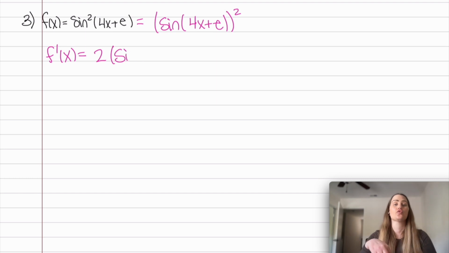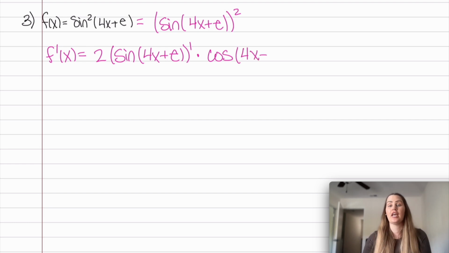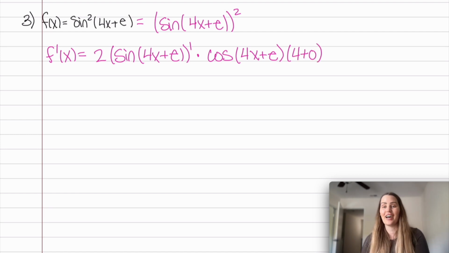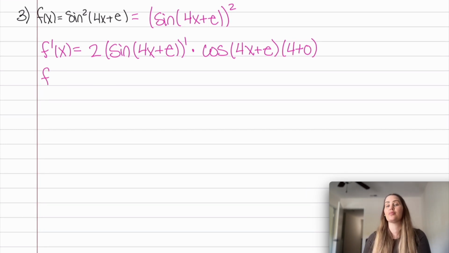So now power rule, drop down the 2. Inside stays the same. So that whole term will stay exactly the same. And then this will be to the 1 power from 2 minus 1. Now chain rule, times the derivative of the inside. Derivative of sine is cosine. Chain rule again, inside stays the same. 4x plus e stays the same. Times the derivative of the inside. Now this is the derivative of the 4x plus e, which will just be 4 plus 0. E is a constant, so its derivative is 0.